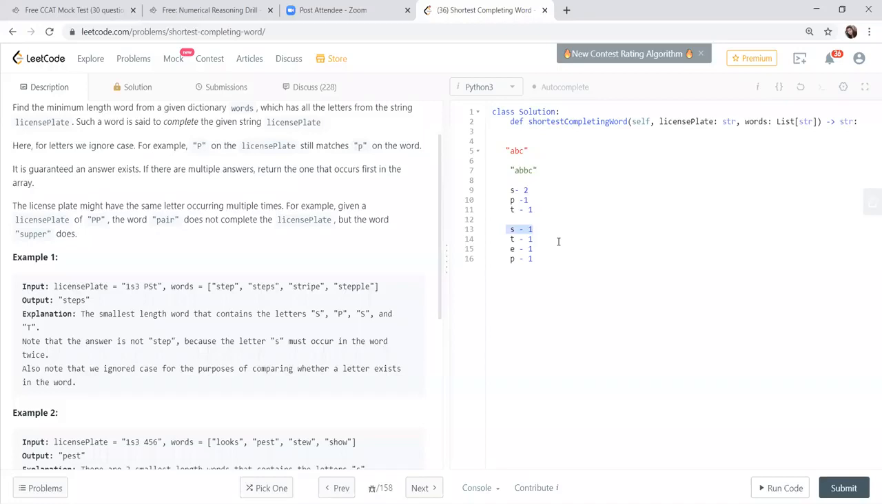Now if you take the second example, where S is 2, this satisfies our constraint. Then we take the length of it and store it in the result. Then we keep moving forward. If we find a word with a smaller length than the previous result, then we replace it. Yes, that sounds like an approach to me.